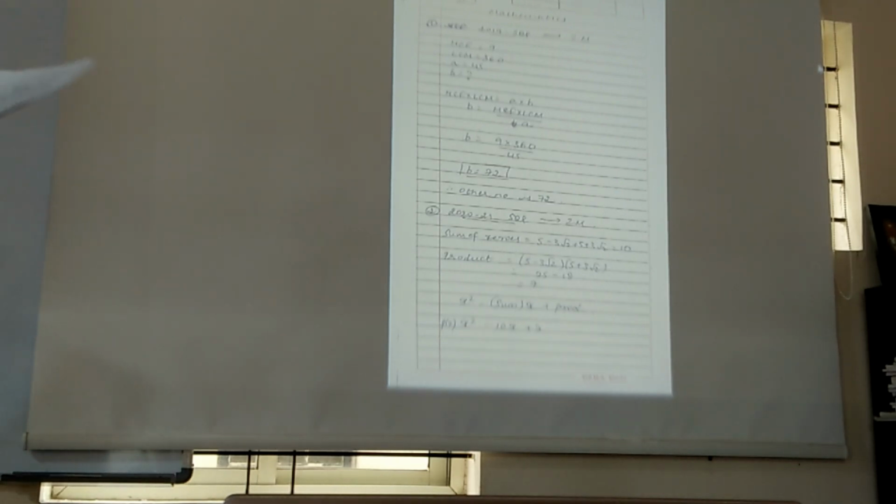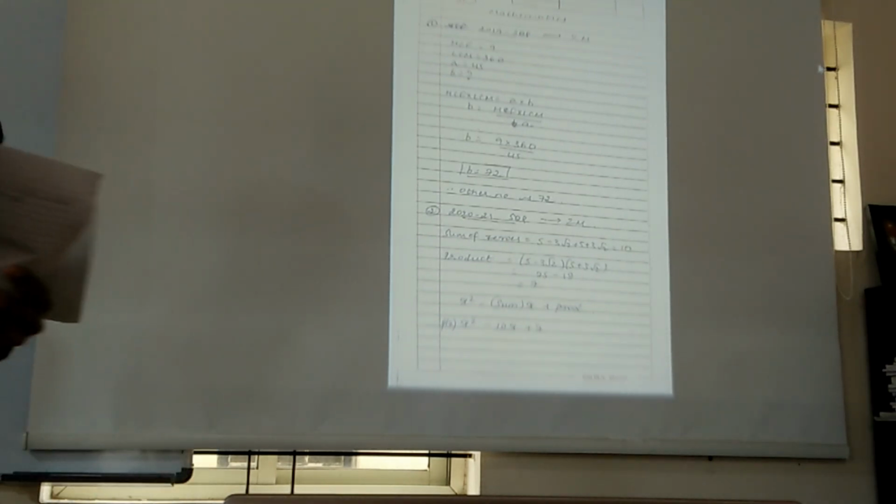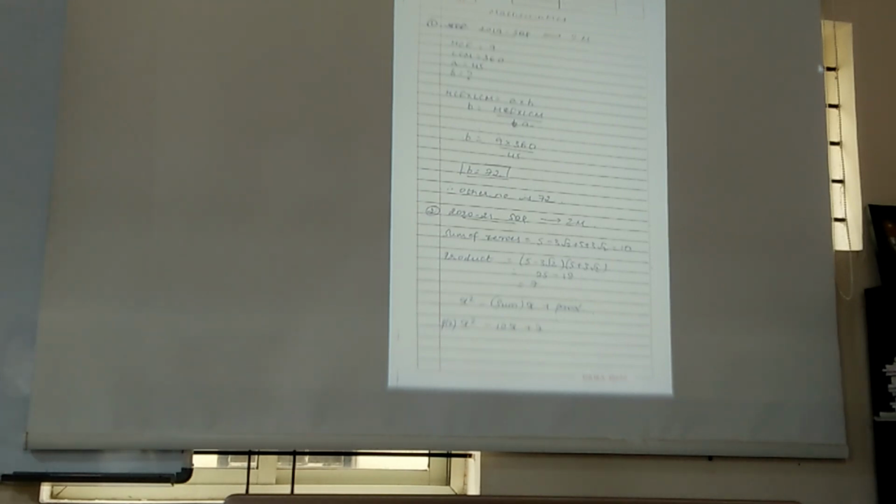Next question was from the polynomials chapter. Zeros of the polynomial were given: 5 minus 3 root 2 and 5 plus 3 root 2 were the zeros of the quadratic polynomial, and we were asked to find the quadratic polynomial. Given alpha and beta, you will find alpha plus beta, the sum of zeros, and alpha into beta, the product of zeros. Then you will substitute in the standard form, x square minus sum into x plus product. That is the standard form.